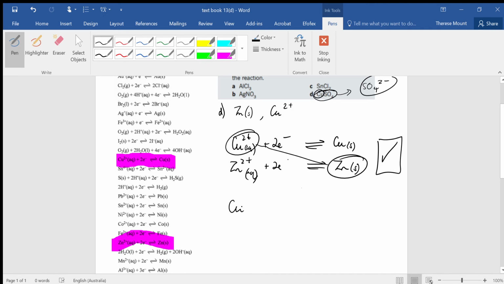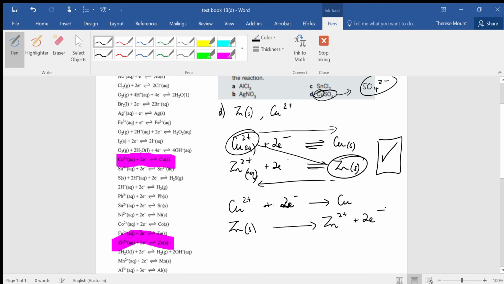The copper 2+ is going to want to accept the electrons, and so will be reduced. And the zinc is going to want to go that way. So the top one always goes to the right, the bottom one always goes to the left. Let's pop our states in. Everything's pretty well balanced. Our electrons are the same value, so we can add our half equations together to get an overall equation.